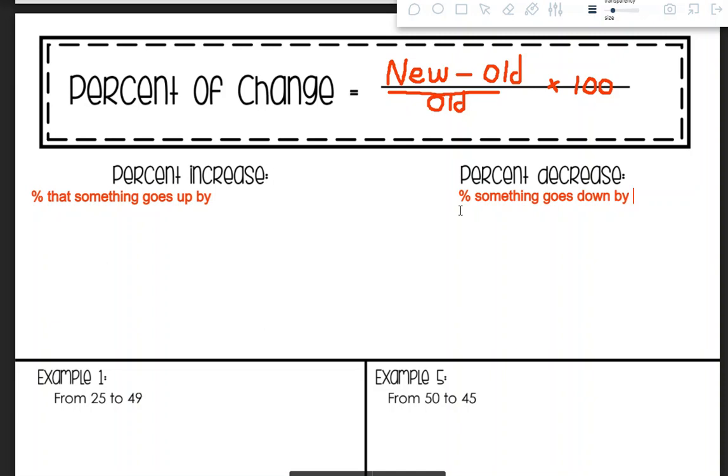All right, and the way we remember how to solve these, it's the same way for both of them. New minus old divided by old. And then when you do that, it's going to give you a decimal. And the way we change a decimal to a percent, because percents are out of 100, is we times it by 100. So new minus old divided by old, and then we times by 100. All right, so let's do some examples together.